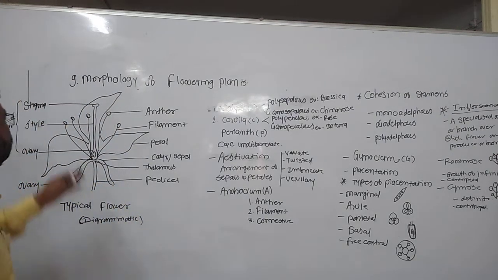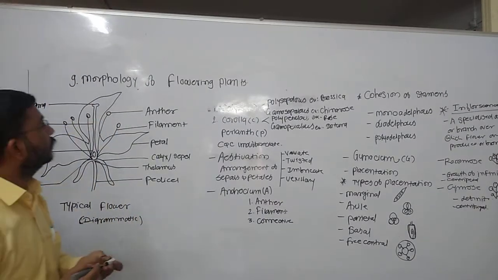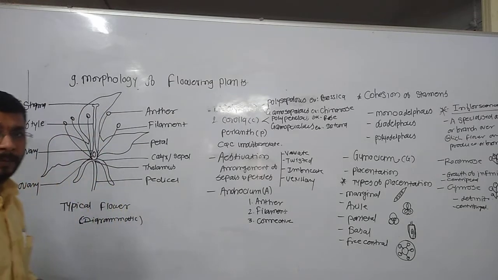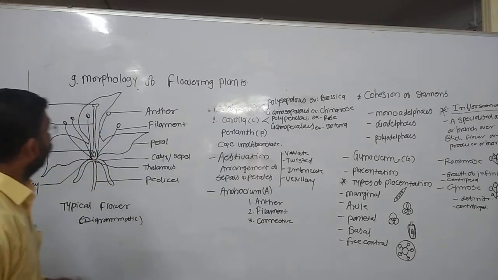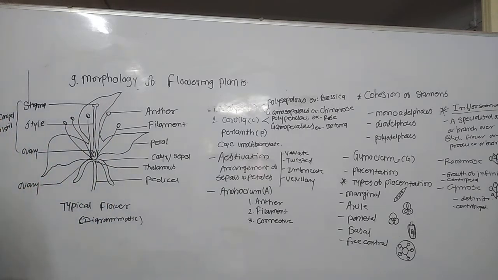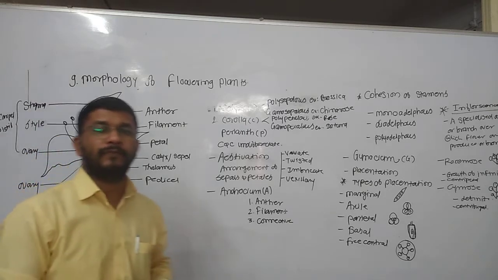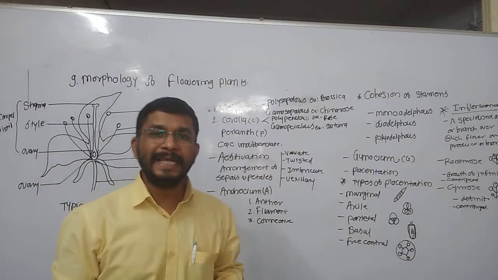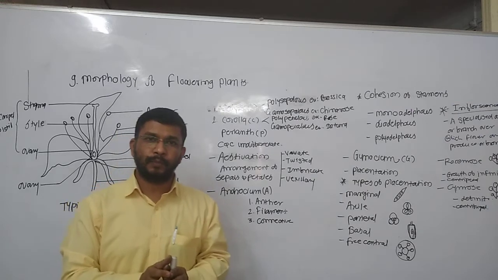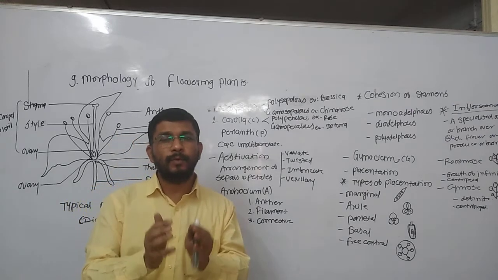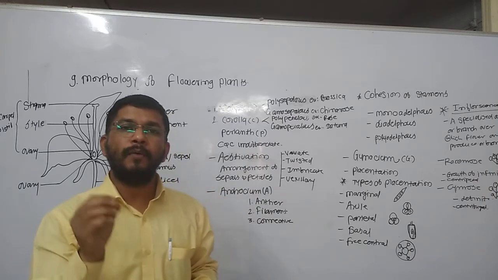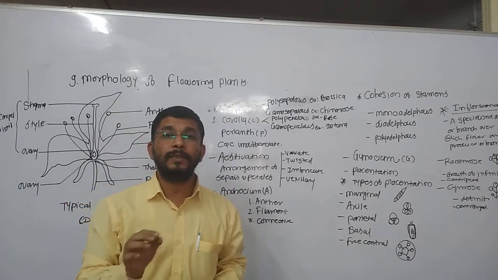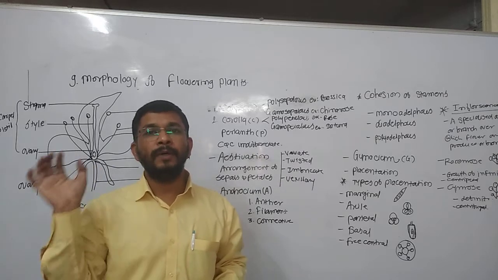Our chapter, that is the ninth chapter, is the morphology of flowering plants. In this chapter, today we discuss the flower. Basically, what is a flower? A flower is a condensed modified shoot. What is that? A condensed modified shoot produced for the sexual type of reproduction.